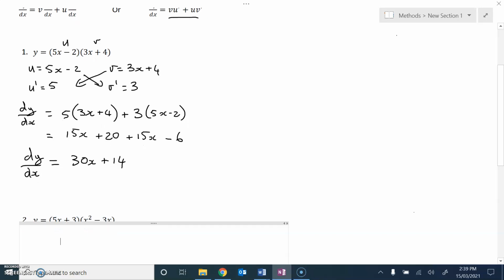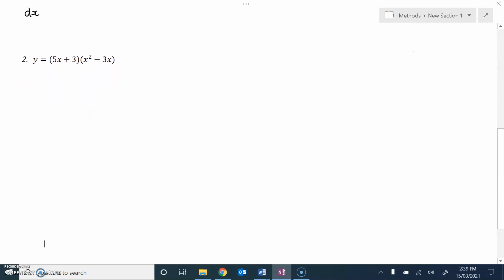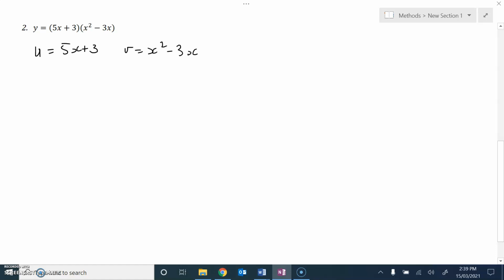Let's do another one. Here we go. So this time, here's my u. u equals 5x plus 3. v equals x squared take 3x. So I've got a function times a function. Now, u dash equals 5. v dash equals 2x take 3.